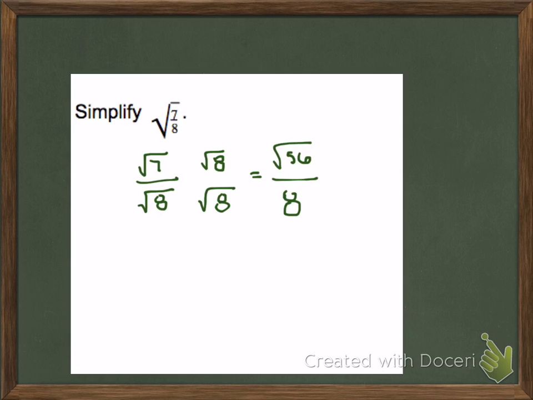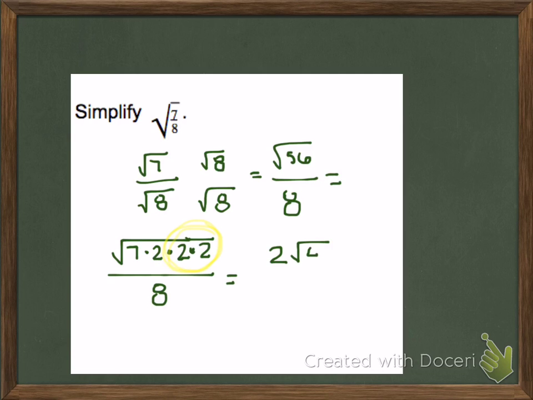Now that's not quite simplified yet. I would want to break it down, because 56 can be broken down. And this is where it might be easier to deal with primes first. So the square root of 56 can be broken into 7 times 2 times 2 times 2. And hopefully you can see how that relates to the 7 times 8. And then, of course, we have in the denominator our 8. Now, in the numerator, we have a perfect square of 4, and we can take out that perfect square. That would give us 2 root 14 over 8.